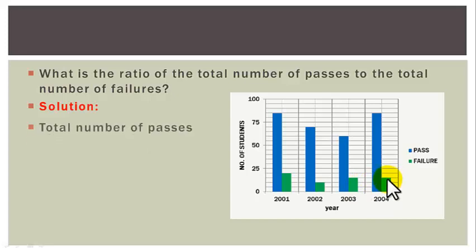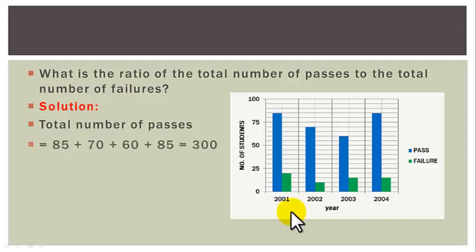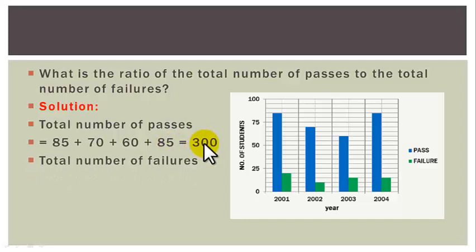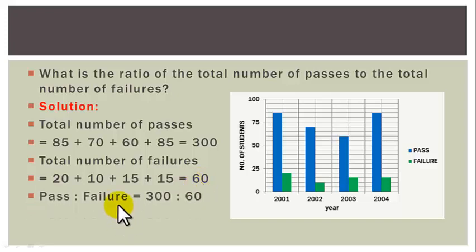So therefore, the total number of passes from 2001 to 2004 is equal to 85 plus 70 plus 60 plus 85, which is equal to 300. And the total number of failures from 2001 to 2004 is equal to 20 plus 10 plus 15 plus 15, and that will give us 60. Therefore, the ratio of pass to failure is equal to 300 to 60. Dividing this by 60, that will give us 5 to 1.